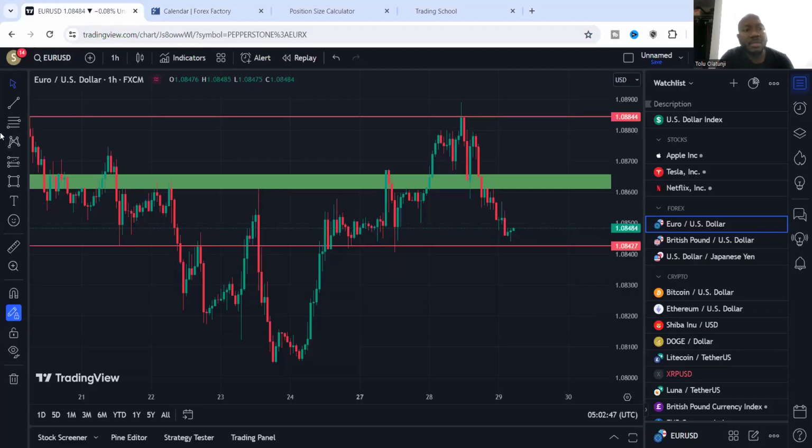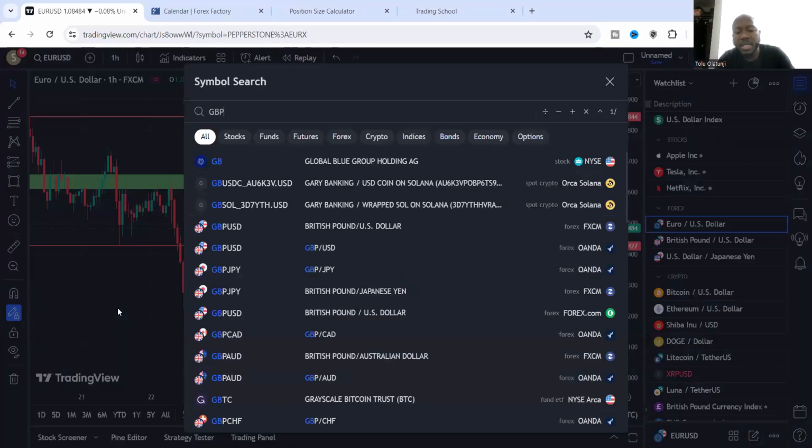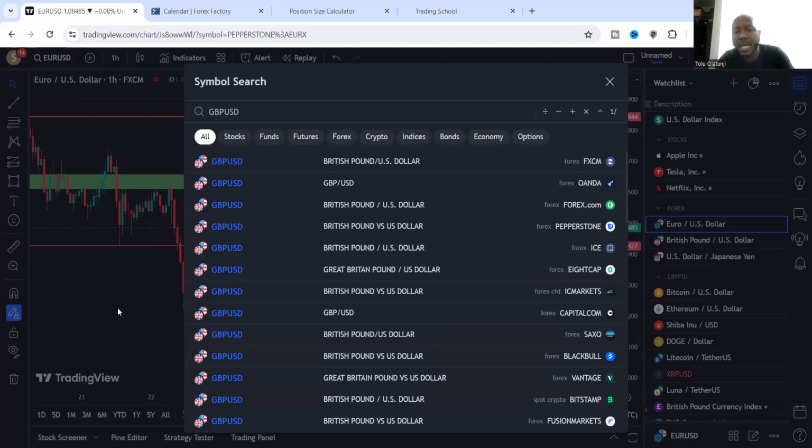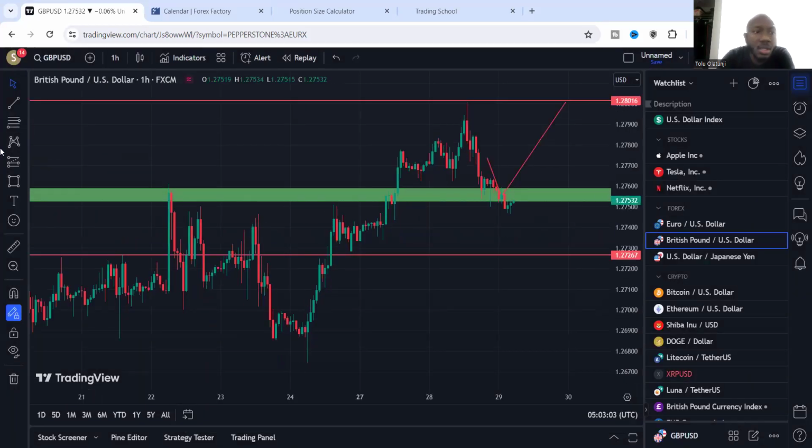So this is what I would like to see once again, my bias for the EURUSD: pull back to this area, and then look for a sell position over here. And then for the pound, let's look at the pound. Yesterday we had a bullet on the pound, which we tried to go long over here.